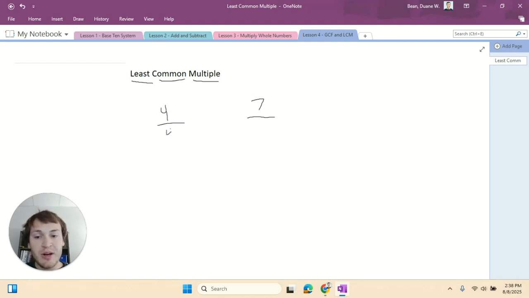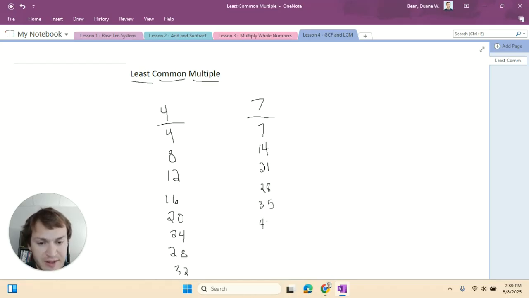Multiples of 4 would be 4, 8, 12, 16, 20, 24, 28, 32, and I'm kind of running out of space, but that could be enough. We can probably stop there. Next, we're going to do 7. So again, we're skip counting by 7s. So 7, 14, 21, 28, 35, 42, and this is getting big. We can stop there. Now we want the least multiple.